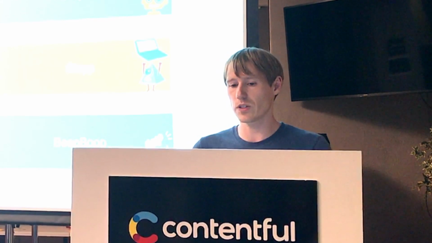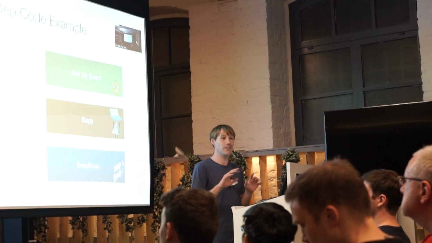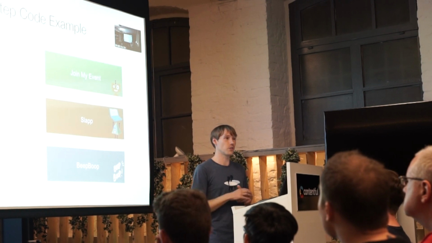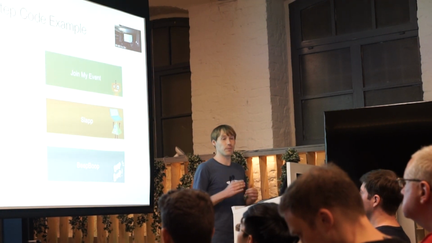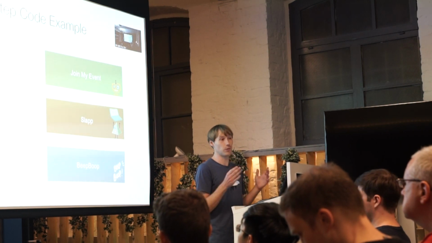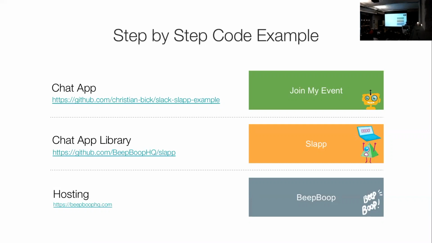So let's look into some code. What I'm going to show is a small example app called Join My Event. You create an event and want to invite your friends or your colleagues to it, for example, for a meetup, and other people should be able to join it, and you should be able to see a list of people who joined that event. I'm going to use for that a library called Slap. It's one of many libraries you can use to build Slack bots.